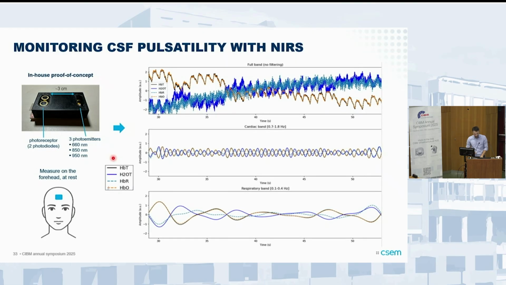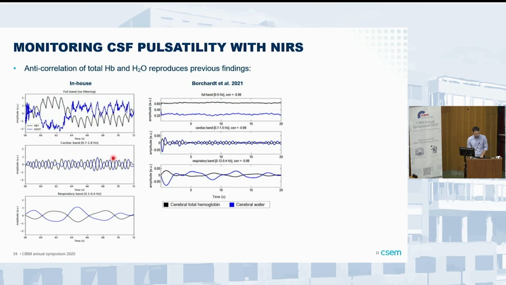And indeed, we can. I will just jump a little bit forward to finish and show. So essentially what we see is that we can track total hemoglobin and total water, which includes plasma and CSF. And essentially, they show an anti-correlation over time. As the volume of total hemoglobin increases, the concentration of water decreases, and vice versa, across different time scales, like the cardiac pulsatility time scale and respiratory as well. And this reproduced observations from the Finnish group that they had made earlier.